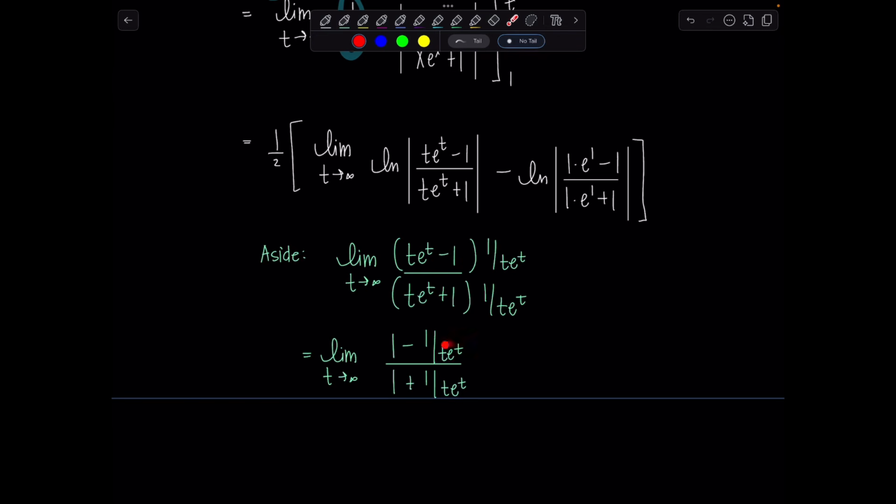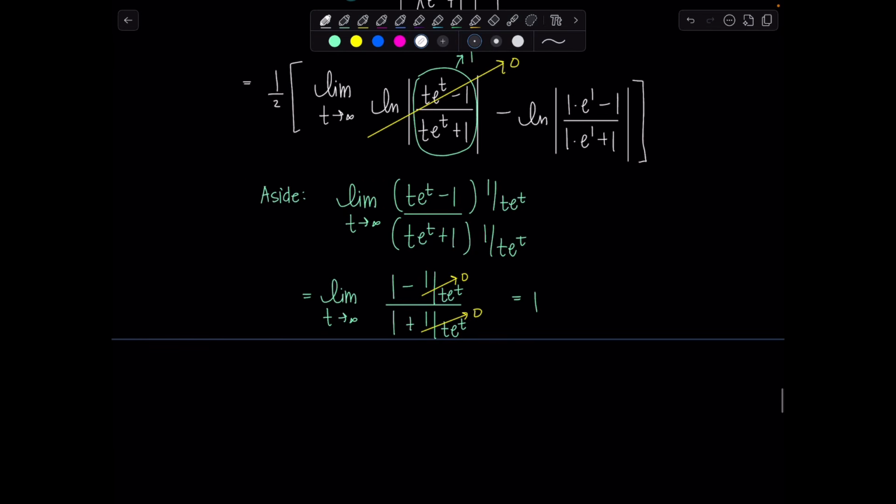And we know t e to the t is going to infinity. Constant over infinity goes where, you guys? Very good. Yes, it goes to 0. So then this is all going to approach 1. Perfect. So the argument here in the logarithm is approaching 1. So that means I have ln of something approaching 1. This is all going to approach 0. Yes, perfect. And then here, this is just a constant. And I have the 1/2 sitting outside, so there's my limit.